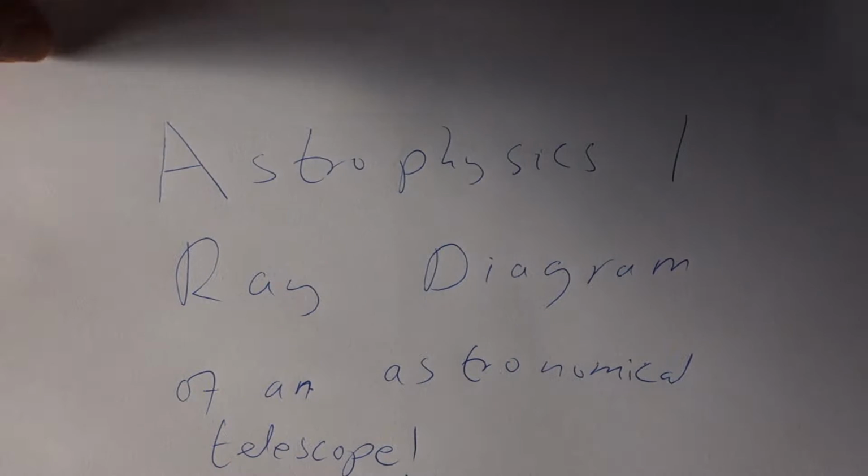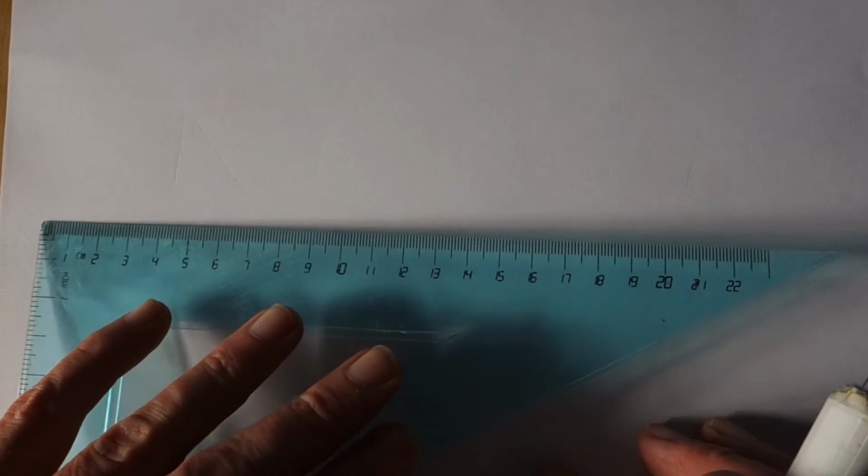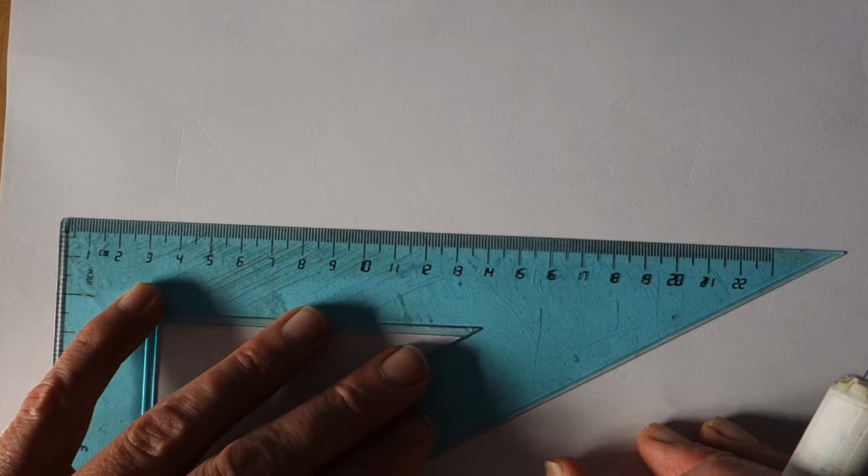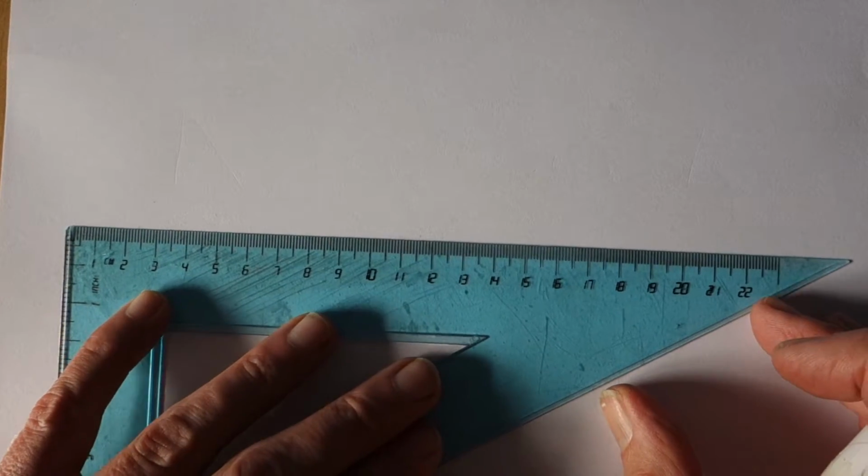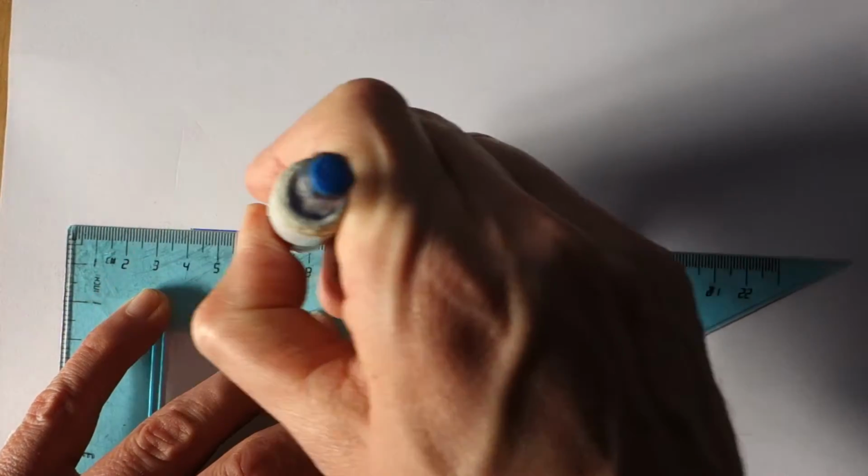We're going to be looking at how to draw the ray diagram for an optical telescope, for an astronomical telescope. I'm just going to give a little bit of background to start with on ray diagrams in general for lenses and the sort of principles for how that works.